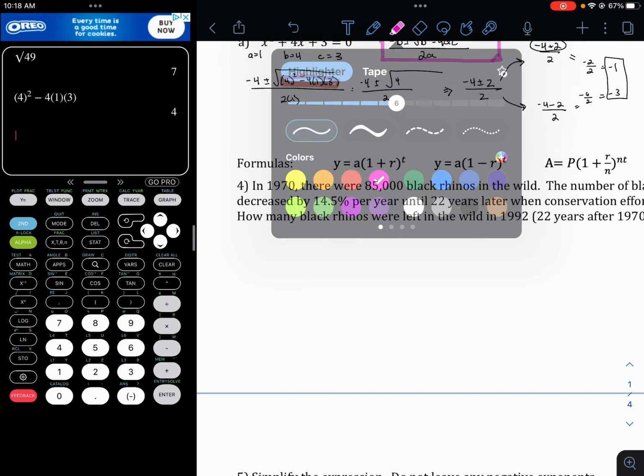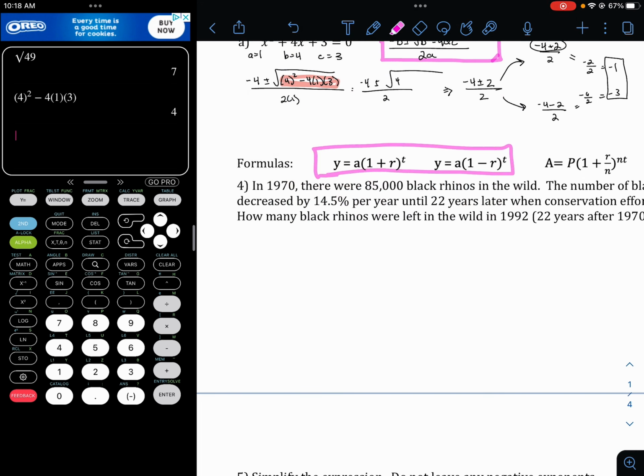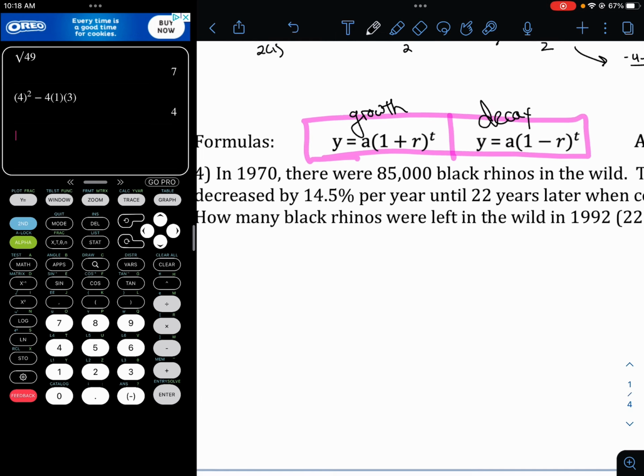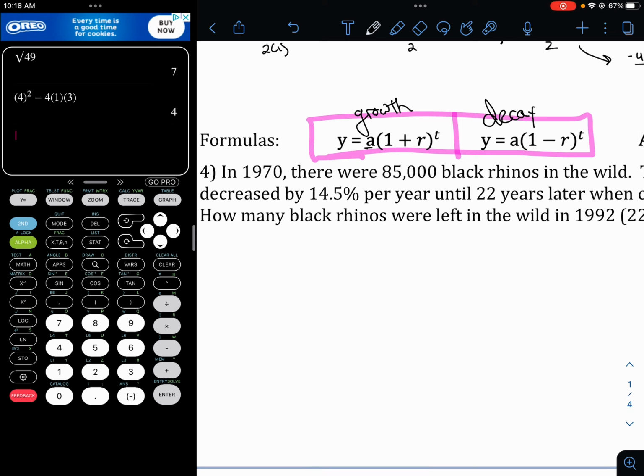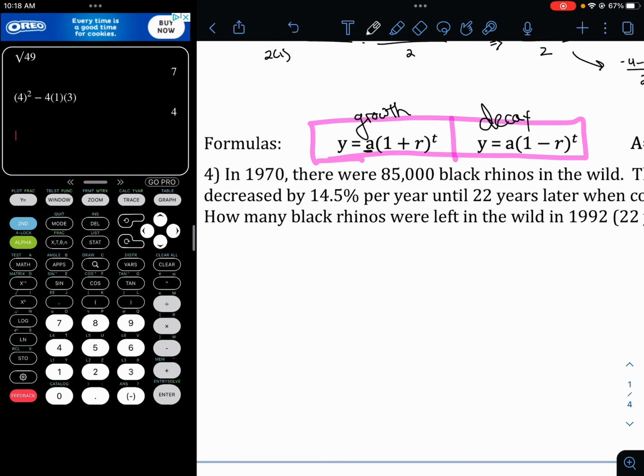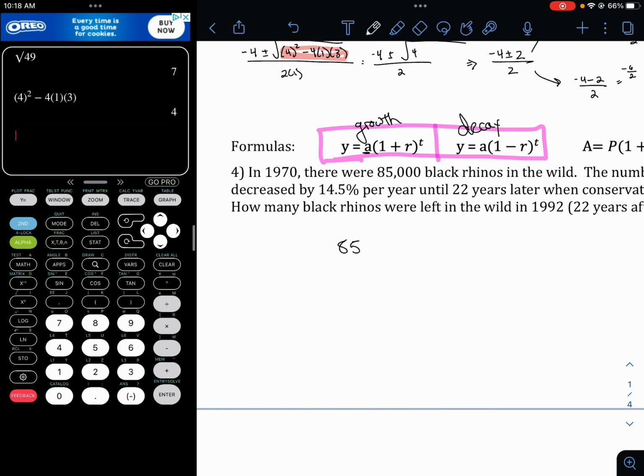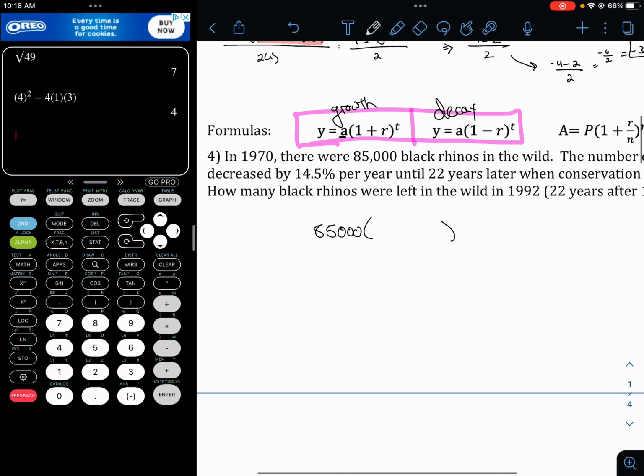So once again, more formulas. You only need these first two, so don't worry about that last one for the time being. This is going to be growth, and this is decay. Now remember a few things. A is the initial number, so 1970, 85,000 black rhinos. The number of black rhinos decreased. If we're dealing with decreased, that's going to be decay, decreased and decay.